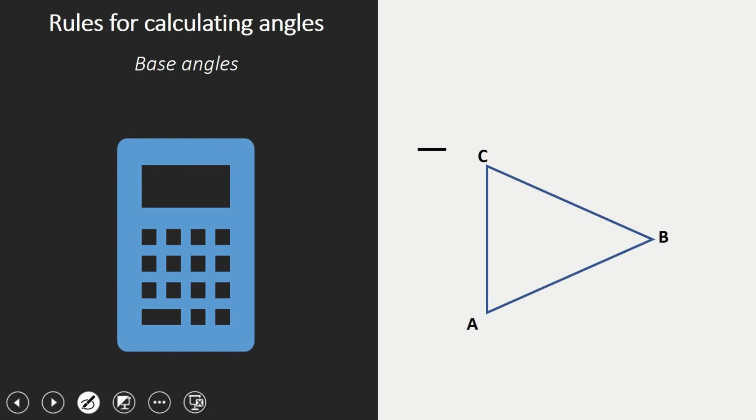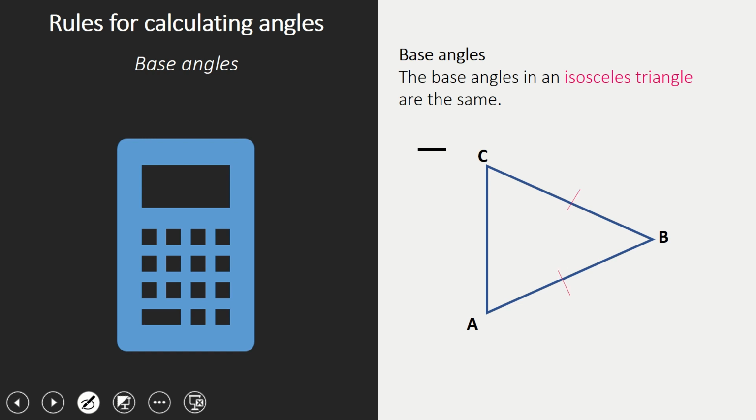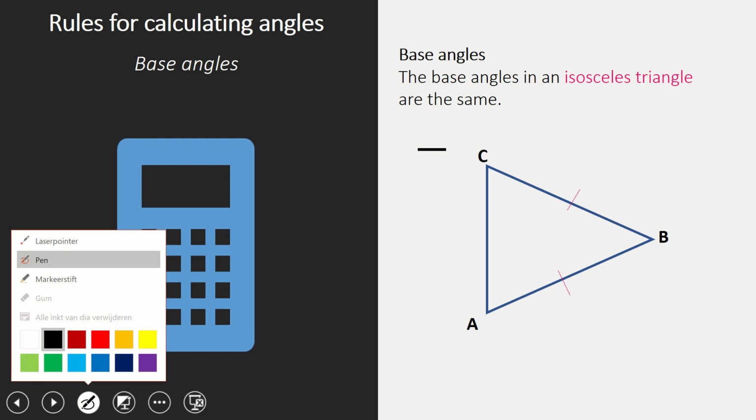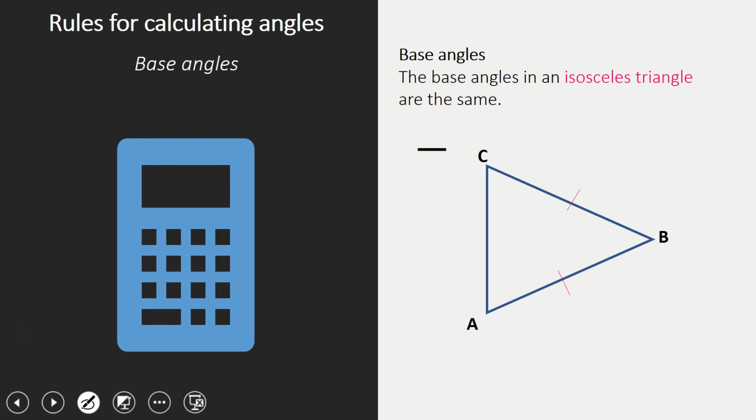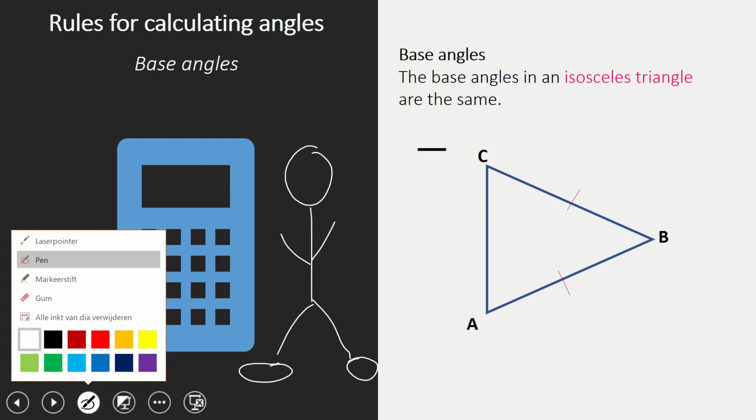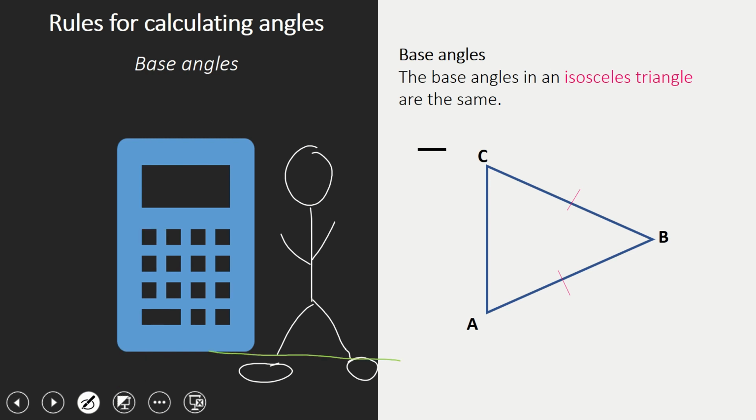The base angles. Well, what are base angles again? Base angles occur in an isosceles triangle, and base angles in an isosceles triangle are the same. Remember that in an isosceles triangle, two edges are the same length. You could remember this by drawing a little figure of a little man standing with his feet on the ground, and the ground is going to be green. He's standing on the grass.